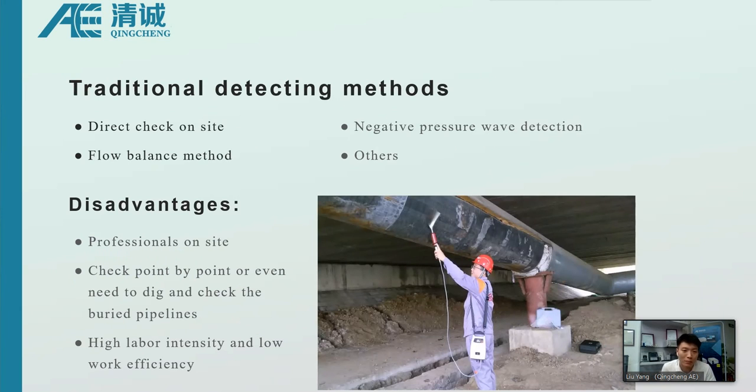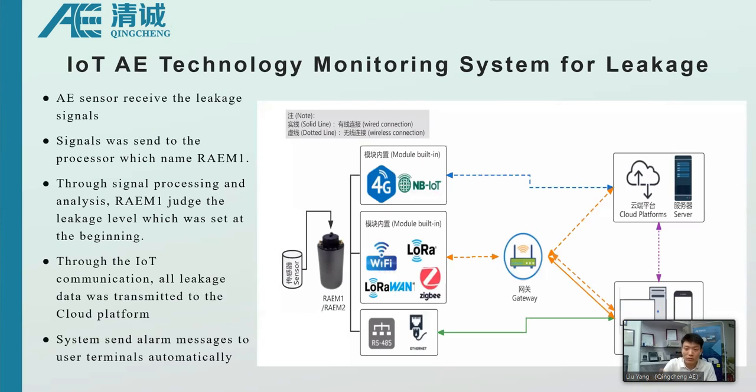There are some traditional detecting methods like direct check, on-site negative pressure wave detection, and others. They have some common disadvantages. They need professionals on site. They need to check point by point, or even dig to check the buried pipelines, and the cost is high, labor intensity is high, and work efficiency is low. So we need a new technology to do this job.